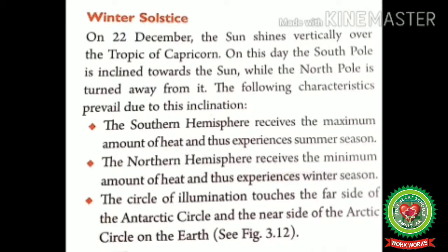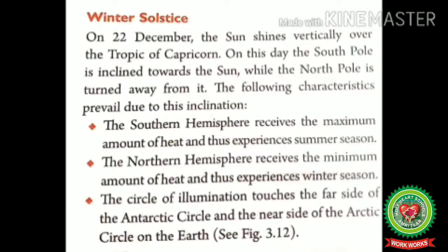Winter solstice. On 22nd December, the sun shines vertically over the Tropic of Capricorn as you have seen in the image. On this day, the South Pole is inclined. Inclined means tilted towards the sun, while the North Pole is turned away from it. The following characteristics prevail due to this inclination. The southern hemisphere receives the maximum amount of heat and thus experiences the summer season, because at this time the sun rays fall vertically over Tropic of Capricorn.